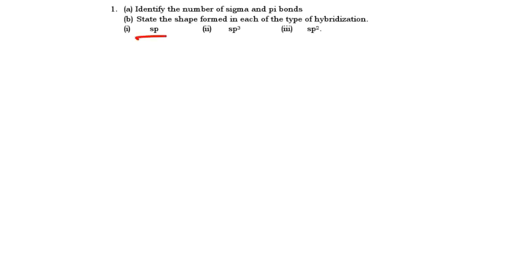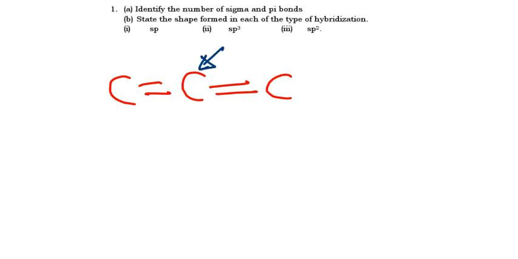So sp2 is based on 3 connections, as I've shown you. Now sp is based on 2 connections, and it's linear, something that's going to be like this. For example, forget about the other 2 carbons. When you look at this carbon, it has only 2 connections, so this is sp hybridization. What shape does it form? It's a linear shape. So sp is linear.